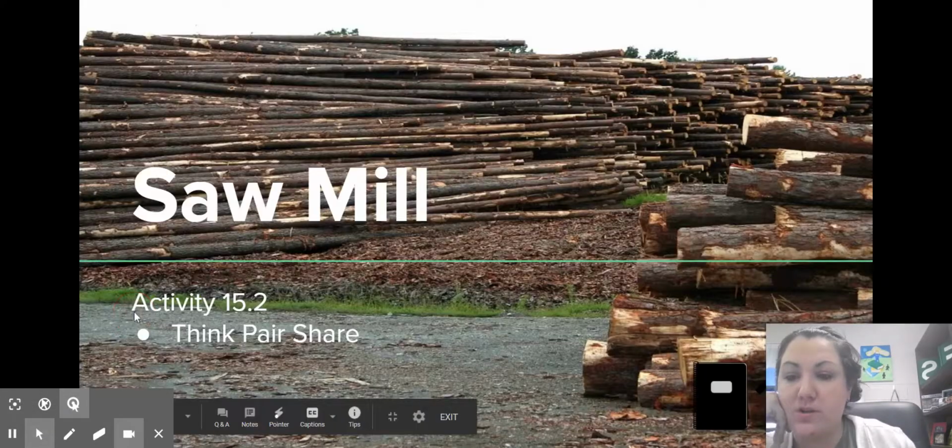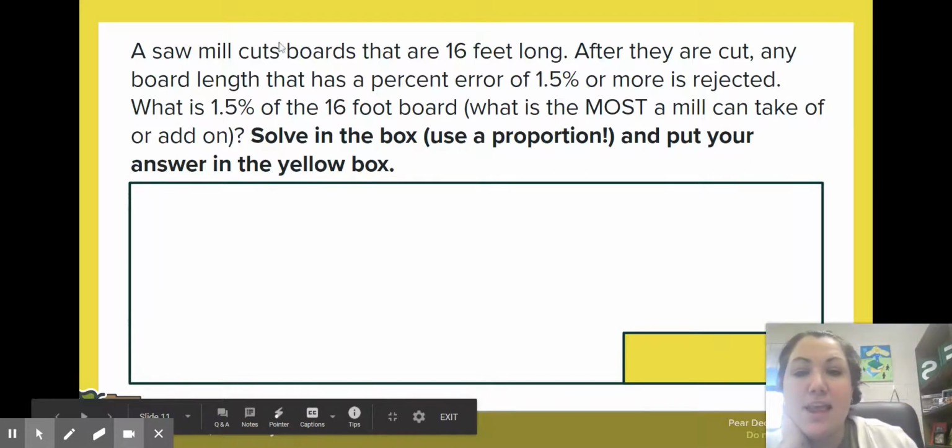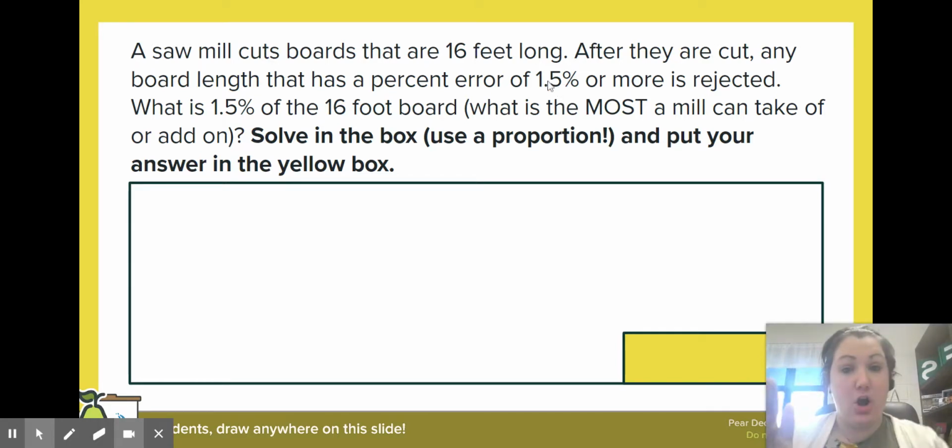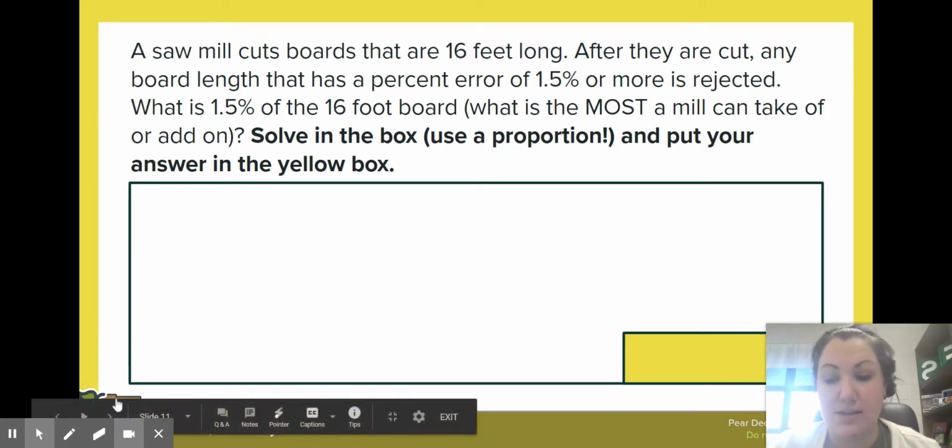In the problem you are going to solve about a sawmill, they are cutting boards that are 16 feet long. Anything that is 1.5% or more is thrown away. So remember, though, that error can be added on to the 16 feet or taken away from the 16 feet as well. So I want to know, first of all, what is that 1.5%? What is the most a mill can take off or add on to the board and still be correct?